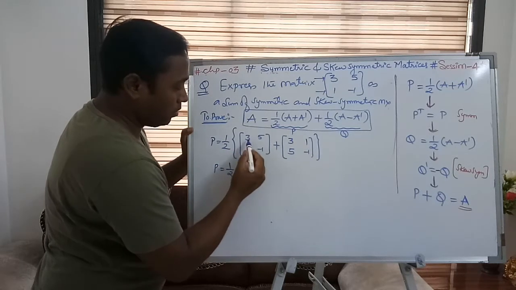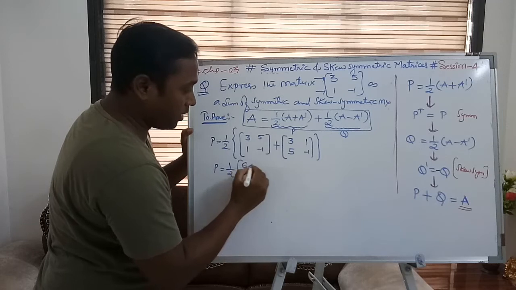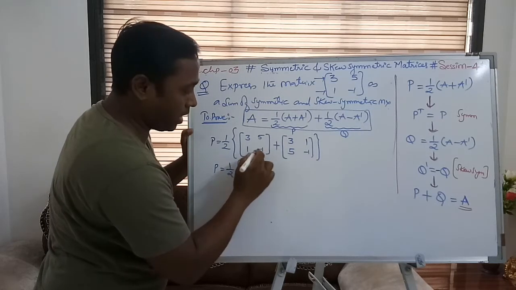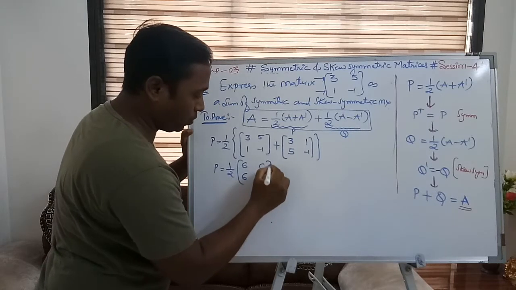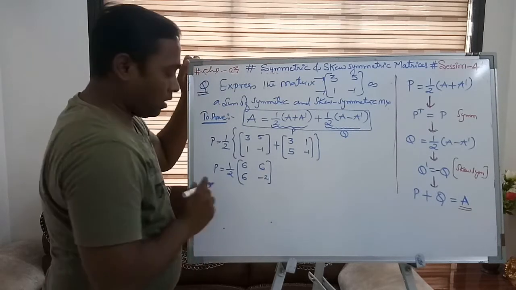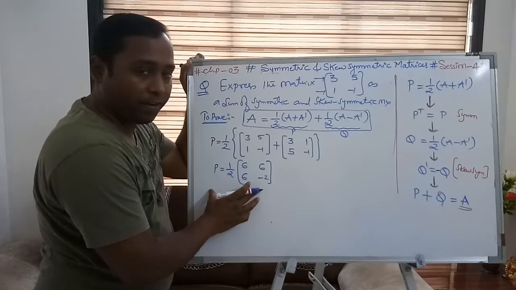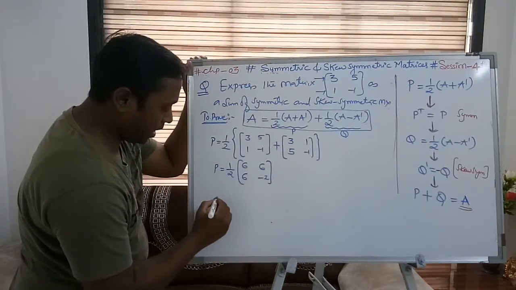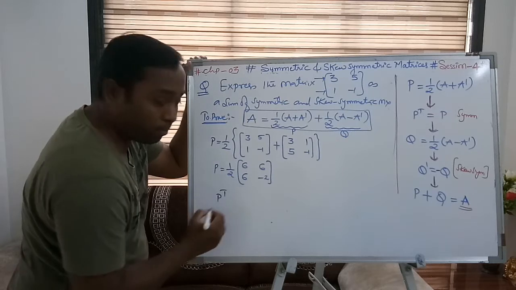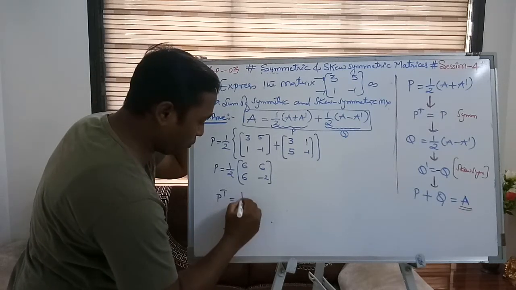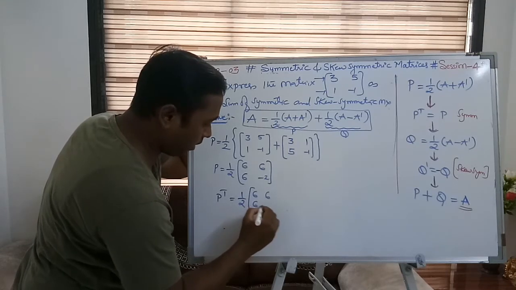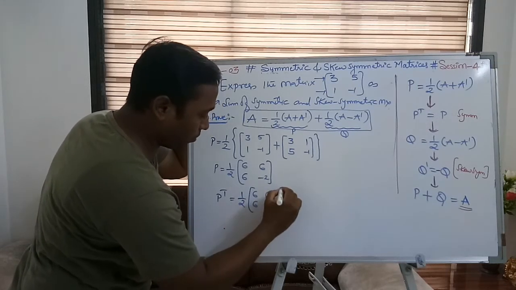So half of 3 plus 3 will be 6, 5 plus 1 is 6, 1 plus 5 is 6, minus 1 minus 1 is minus 2. Now it is P. So after this, the second step. What is the second step? I have to prove now. I am taking P transpose. P transpose means half of 6, 6, 6, minus 2, the transpose.